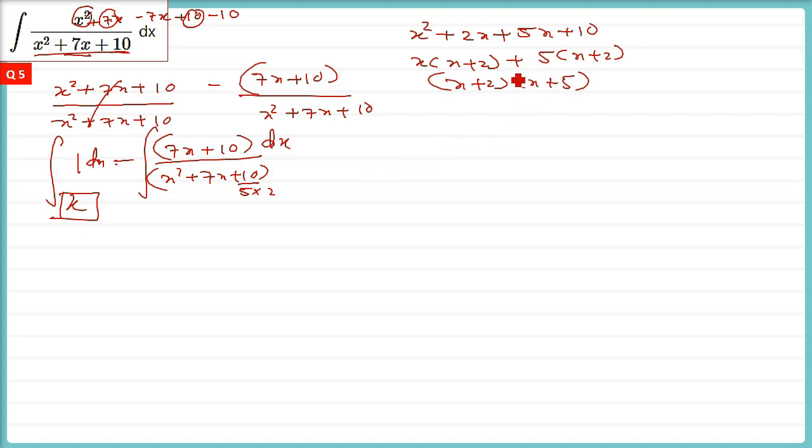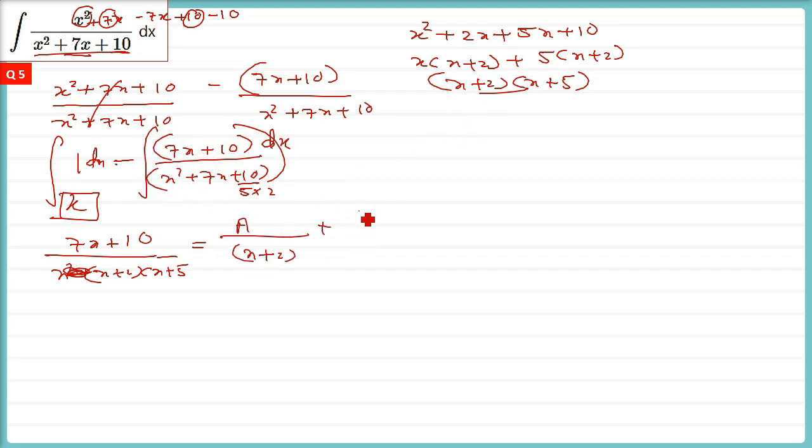Now 7x plus 10, as per the previous question, divided by x plus 2 into x plus 5 rather. We will not write x square plus 7x plus 10. We have already made the factor of it. So x plus 2 and x plus 5 will remain here. And this we will write, we don't know the result, but we'll write it as a divided by x plus 2 and plus b divided by x plus 5.